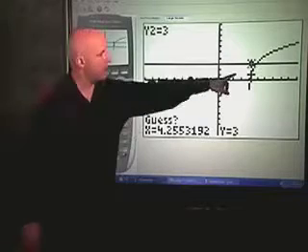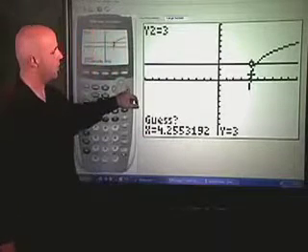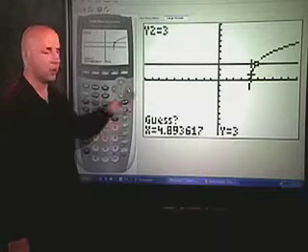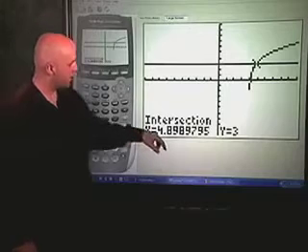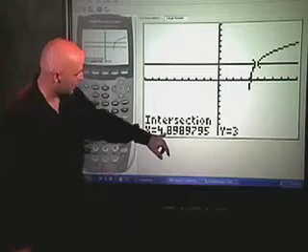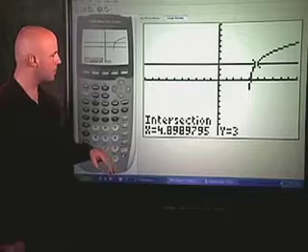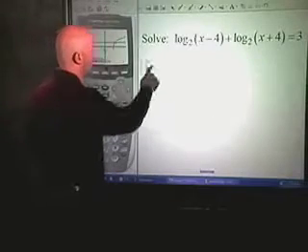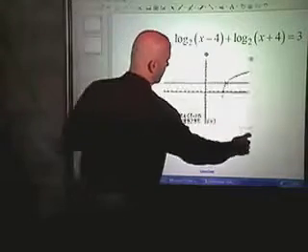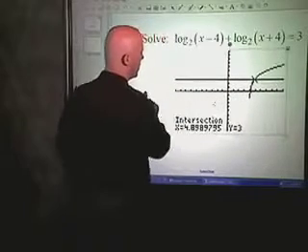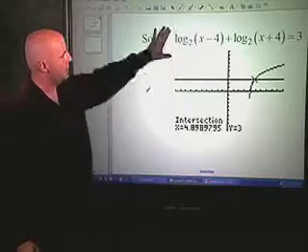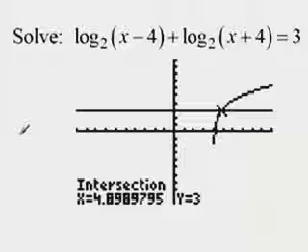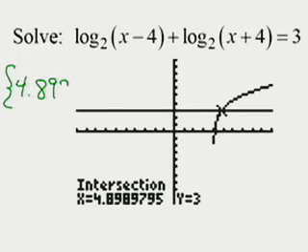For our guess, we're actually pretty close to our intersection point, but we're going to scroll over just a couple more, so we're a little bit closer, and hit enter. We get our intersection point at roughly 4.899. So we'll go ahead and drag that over. Using our graphing utility, you can see that the solution to this equation will be roughly 4.899.